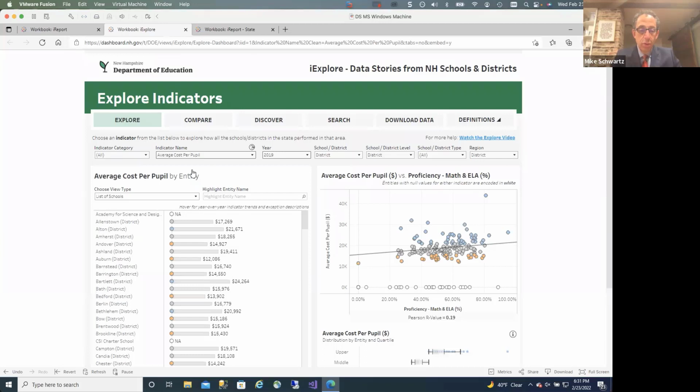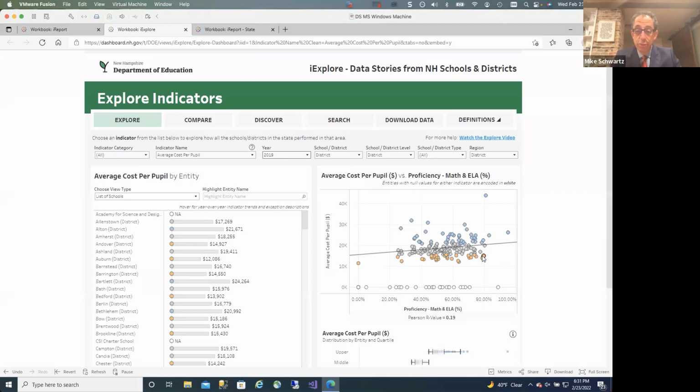So here, again, we're looking at average cost per pupil. And on the right, what we're seeing is a graph that looks at cost per pupil compared to math and ELA proficiency. So on the right axis we're seeing what percentage of your students are proficient in math and ELA. So as you go to the right, you get higher numbers. So this district out here, Newcastle, New Hampshire, got a very high percentage of their students proficient in both math and ELA, almost more than 90% of their students.